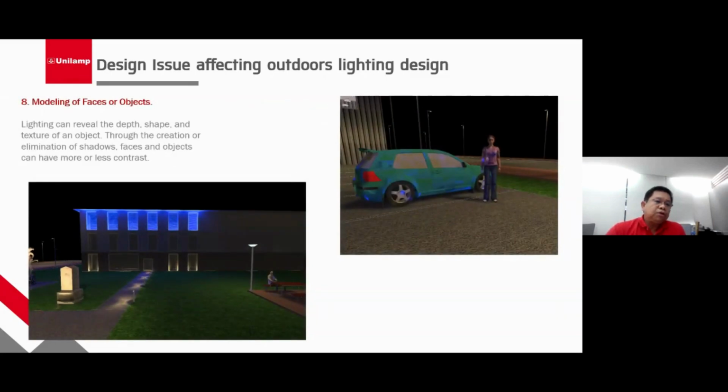So, modeling of spaces and objects. Lighting is actually very artistic. It not only reveals the depth, shape, and textures of objects. So when we consider outdoor design, it is not only for illumination intentions, but we also need to make sure it has an aesthetic design so that it will not be boring.